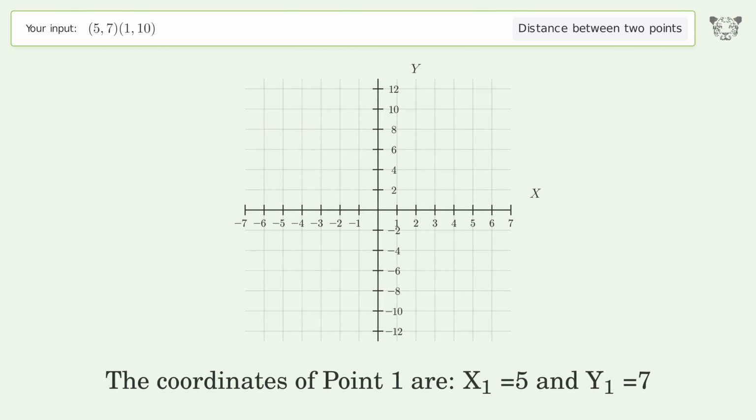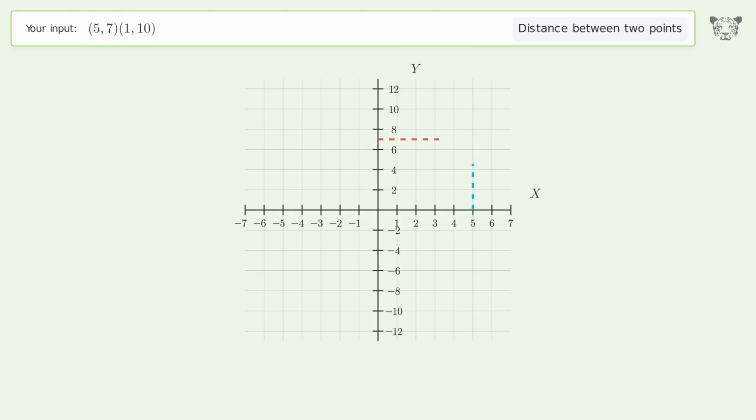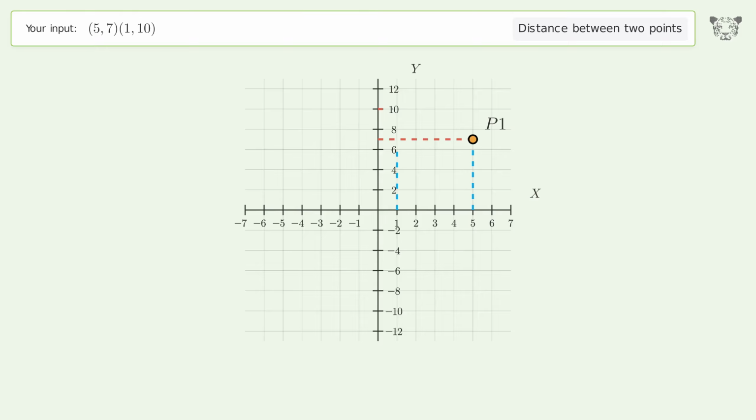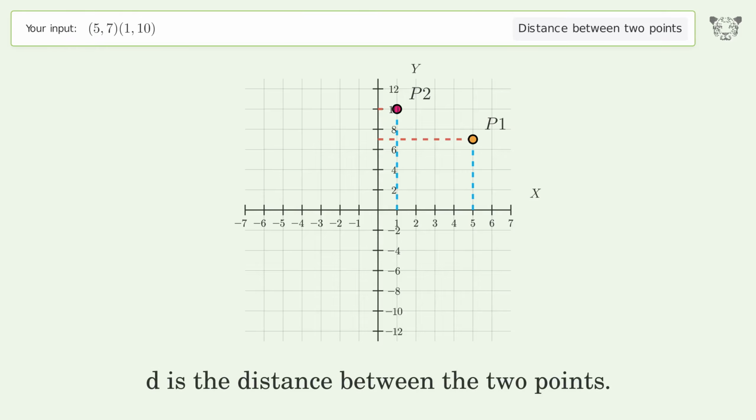The coordinates of point 1 are x1 equals 5 and y1 equals 7. The coordinates of point 2 are x2 equals 1 and y2 equals 10. D is the distance between the 2 points.